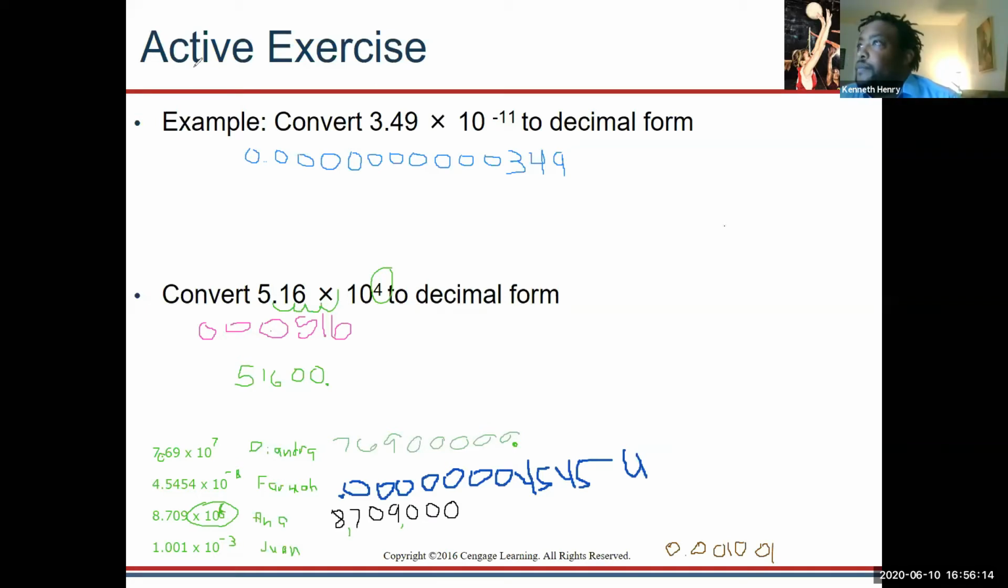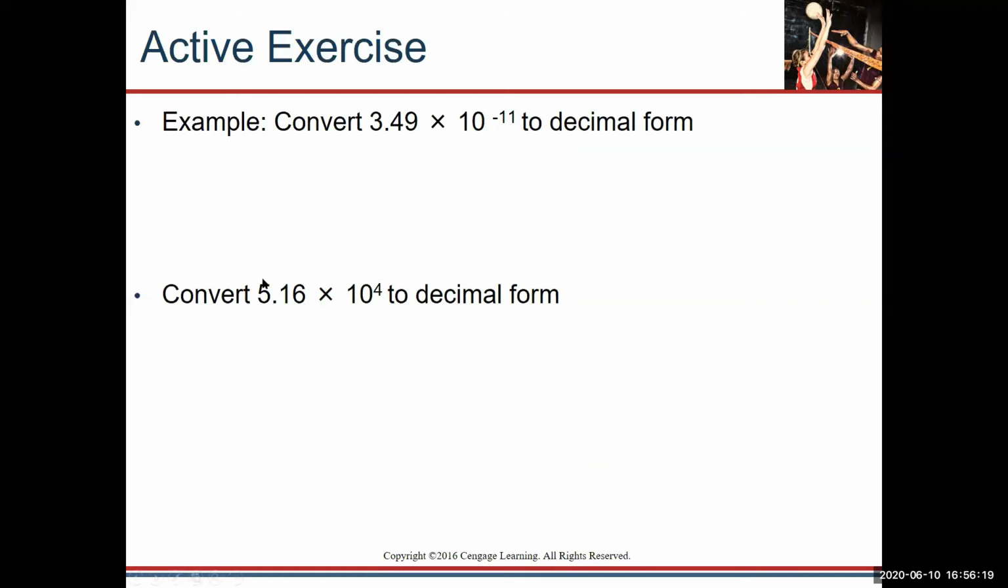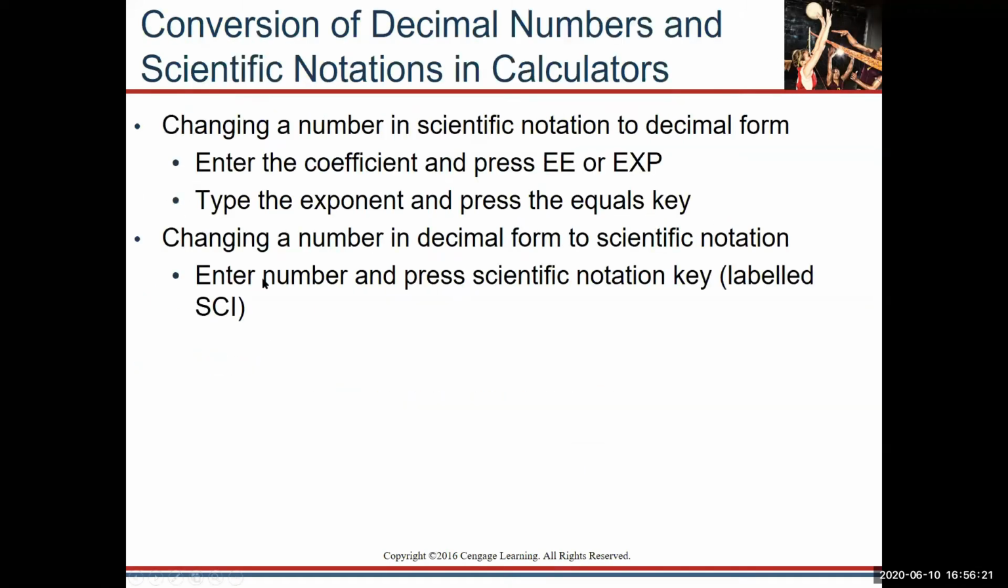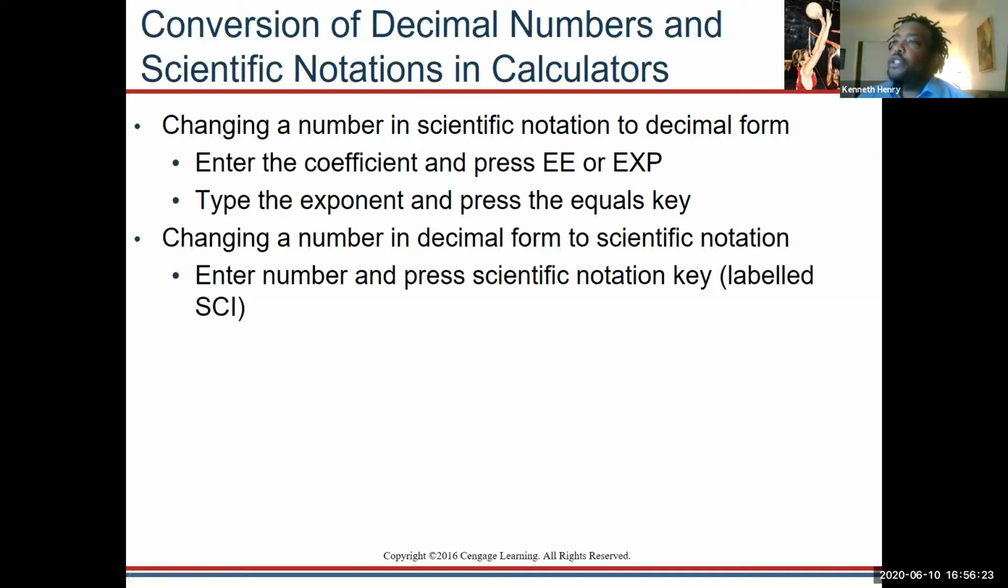Okay, clear. Okay, so let's move on. Okay, so now you can also just do this with your calculator. There are various forms of calculators. Do I have both? I don't have both.